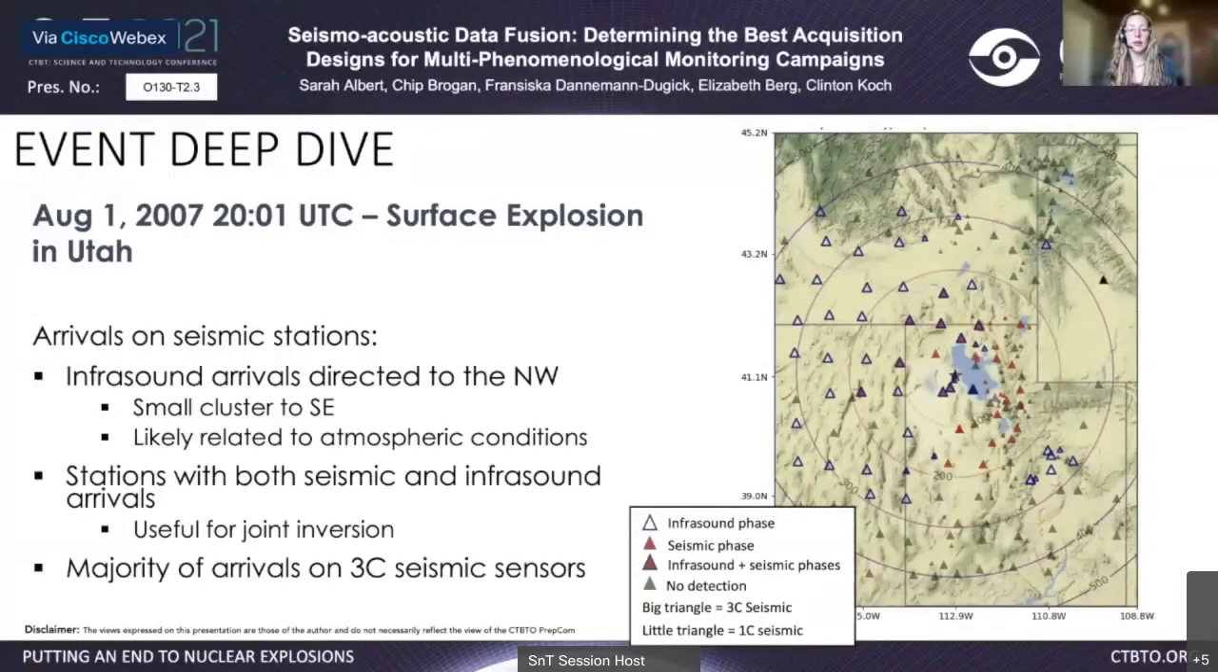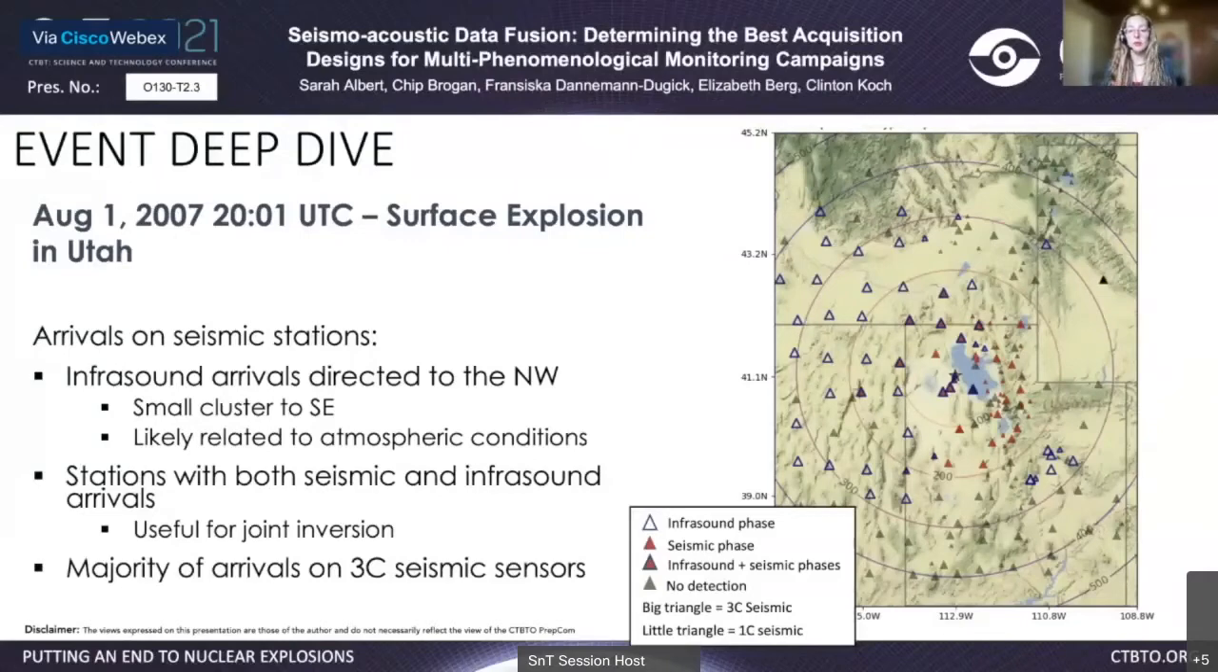The way that this figure is laid out, if the triangle is outlined by blue, it means that an infrasound phase was recorded. This orange triangle means that a seismic phase was recorded. And then if we have a combination of the two, that means that both infrasound and seismic phases were recorded at that station. If the triangle is gray, that means there was no detection there. And a big triangle means it's a 3-component seismic station, whereas a small triangle means it's a single component seismic station. So here we're only looking at seismic stations and the distribution of phases across them.